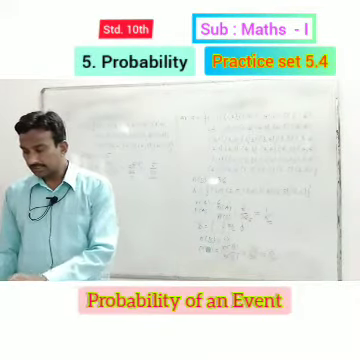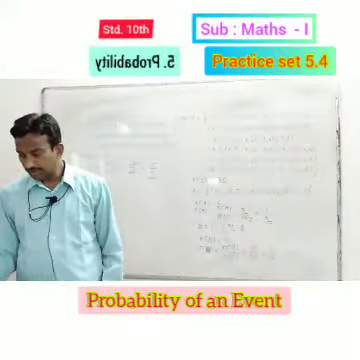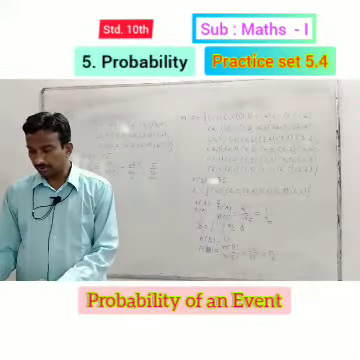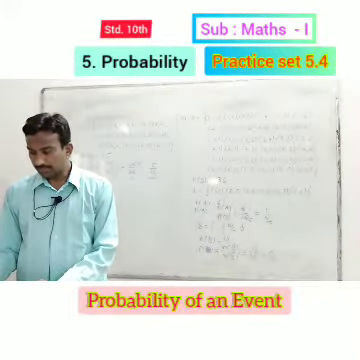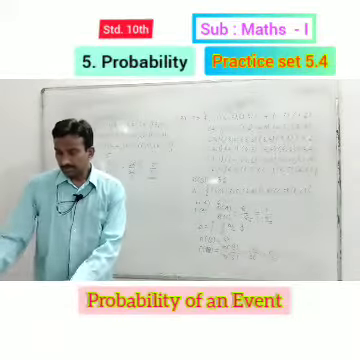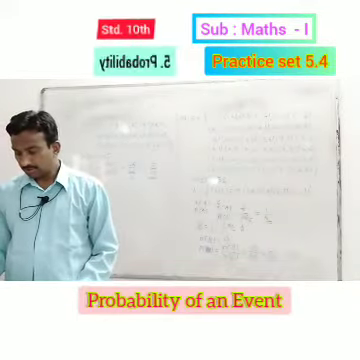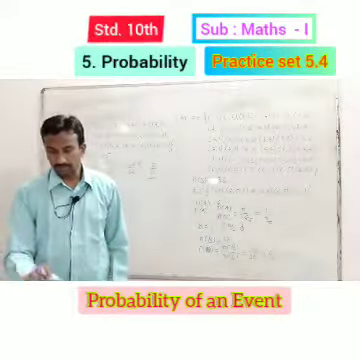Now, we will see the next example, the third example. There are 15 tickets in a box, each bearing one of the numbers from 1 to 15. One ticket is drawn at random from the box. Find the probability of the event that the ticket drawn shows an even number and shows a number which is a multiple of 5.